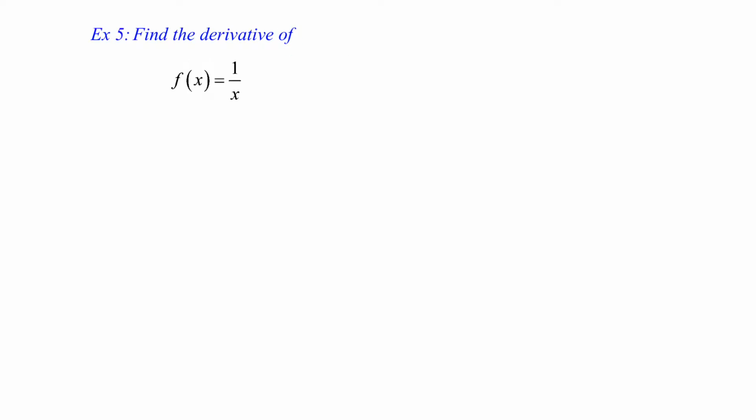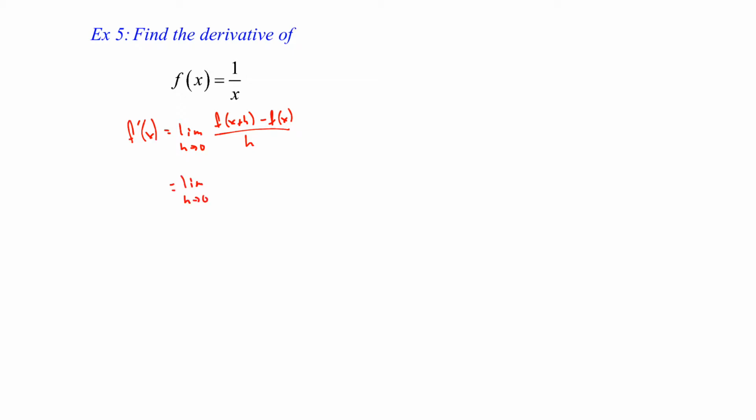All right, let's take a look at a rational function now. So continue to set it up the same way as all the other ones. F prime of x, that's the derivative, is equal to the limit as h approaches 0 of f of x plus h minus f of x divided by h.